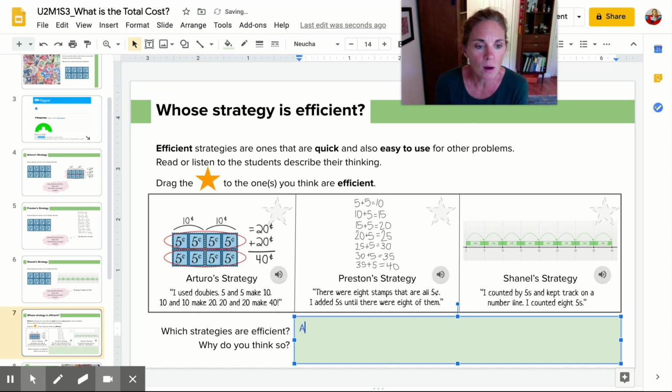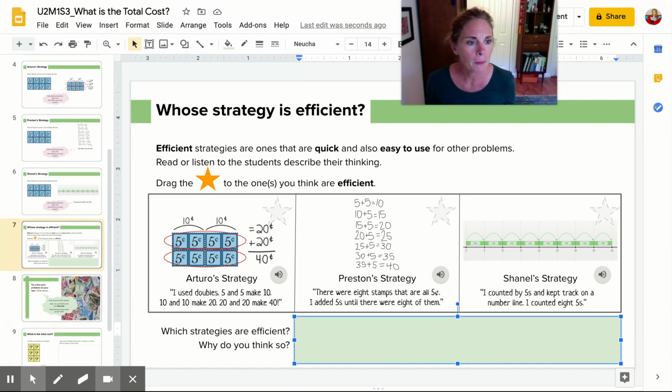So you could say Arturo's strategy is efficient because, and you'll say why, or you could say Preston's strategy, or you could say Shanel's strategy, whichever one you think is the most efficient, and you'll say why it's efficient. And remember, efficient is a strategy that's quick and also easy to use for other problems.